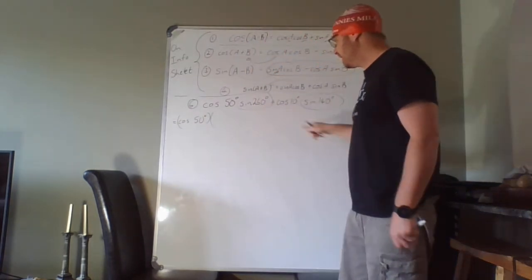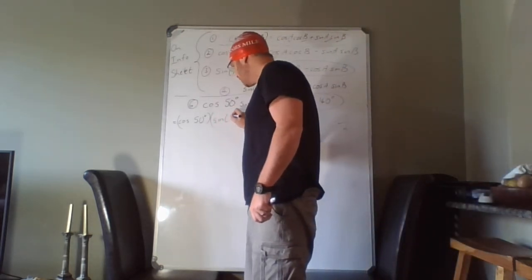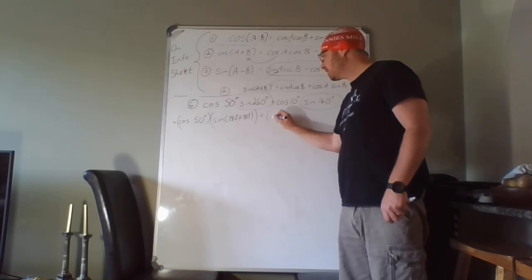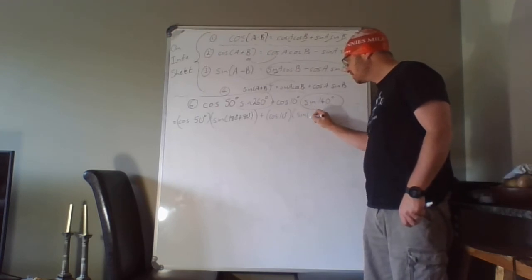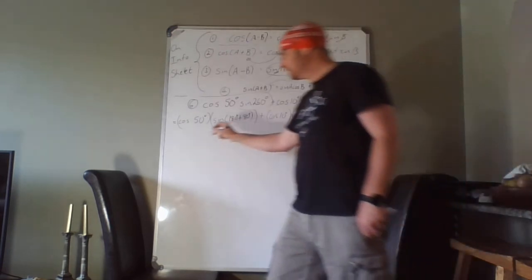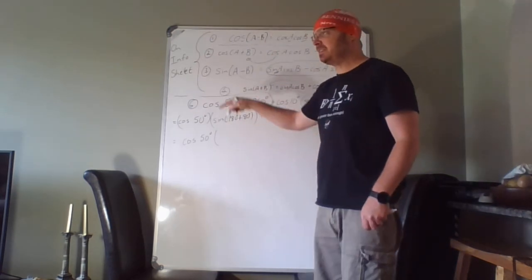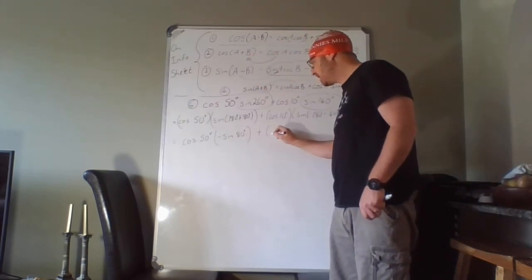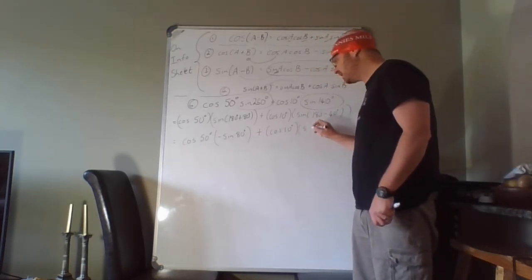Right, sine 260. Okay, I'm sitting in quadrant 3, so I'm going to write it as 180 plus something. So sine of 180 plus 80. Cos 10 is already acute, so I'm going to leave it as cos 10. And sine 140, I'm in quadrant 2, so I'm going to write it as sine of 180 minus 40. Okay, so now I've got cos 50, sine of 180 plus 80. I'm in quadrant 3, sine becomes negative, so it becomes negative sine 80, plus cos 10. Sine of 180 minus 40, I'm in quadrant 2, sine stays positive, so it's just sine 40.